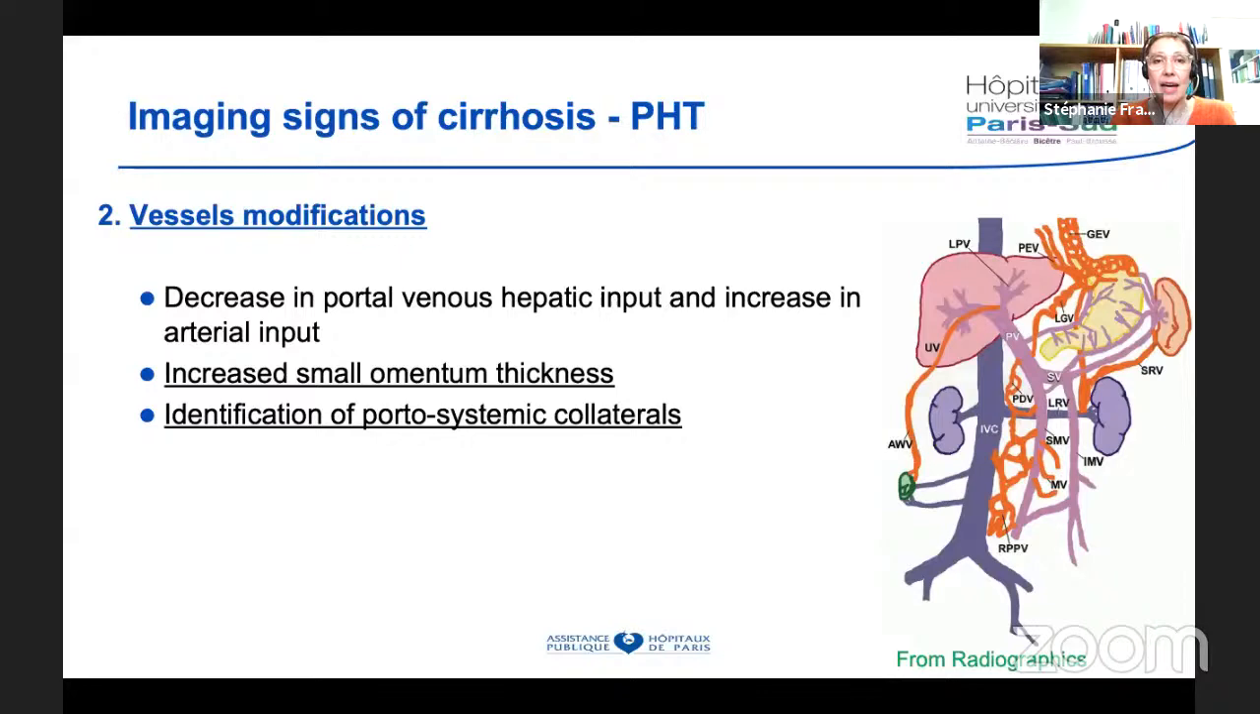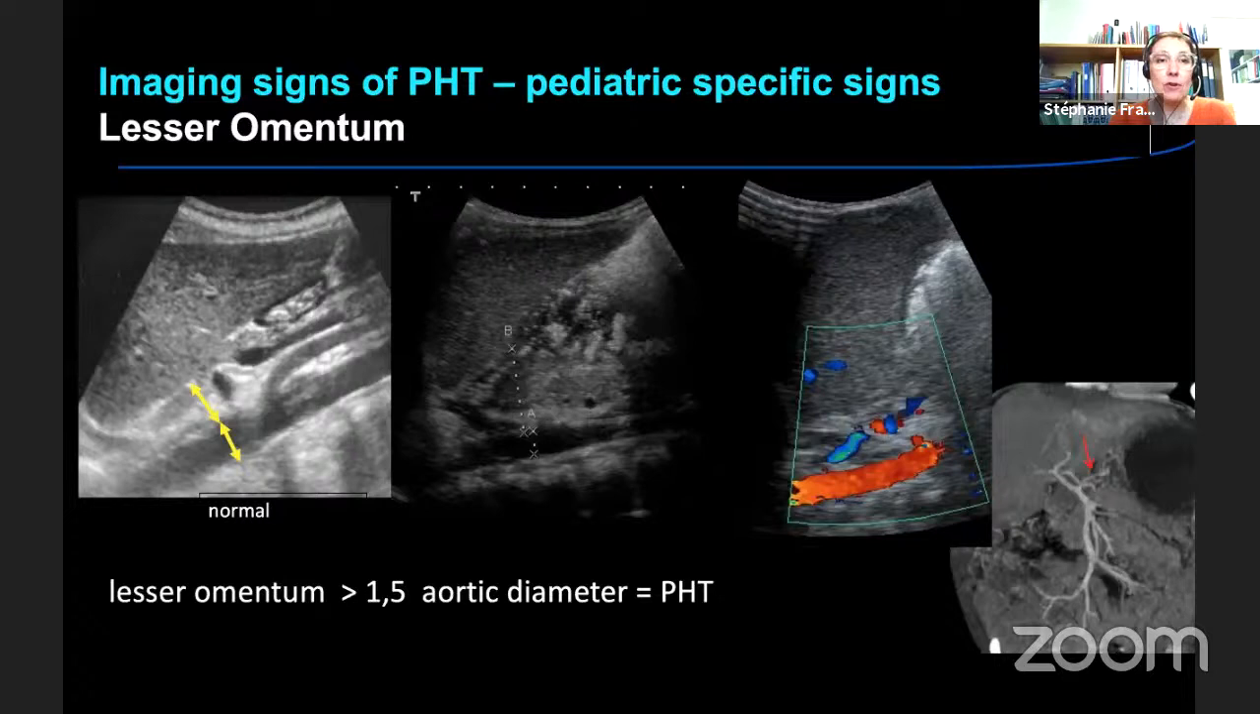There are some specific signs to the pediatric population. First, let's start with a lesser omentum that can be thickened in children. So this sign is good for infants and young children. And you will compare the diameter of the aorta to the distance between the anterior wall of the aorta and the posterior part of the liver. And if it is more than 1.5 aortic diameter, then it is a sign of portal hypertension, like you can see in this case or this case. And when you put the Doppler, sometimes you can see branches of the gastric vein that have a hepatofugal flow confirming the portal hypertension. So this is quite a sensitive sign in smaller children and infants.